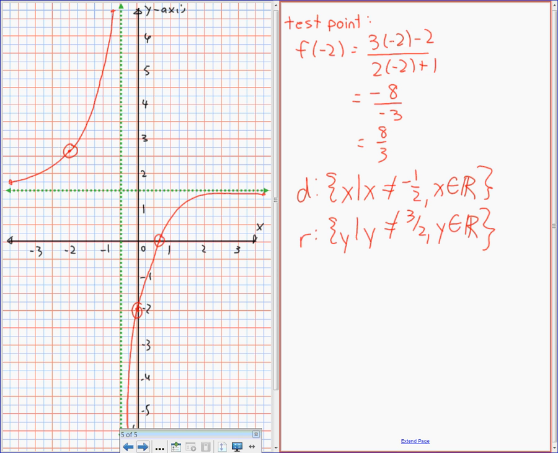Which point? What I just did was pick the point to the left of this, just to check if the graph is going to be above or below. I picked -2, so I subbed -2 into my equation. My original equation was f of x is 3x minus 2 all over 2x plus 1. I could have picked -3, -1, anything over here, I just happened to pick -2 because it fits nicely on my graph. Then 3 times -2 is -6 minus 2, and so on.